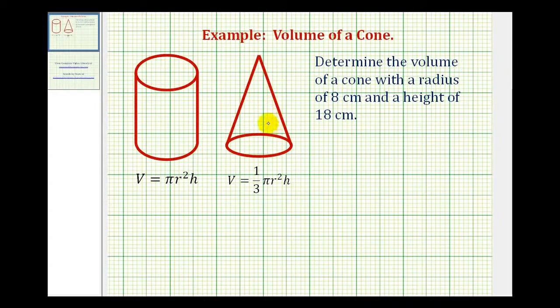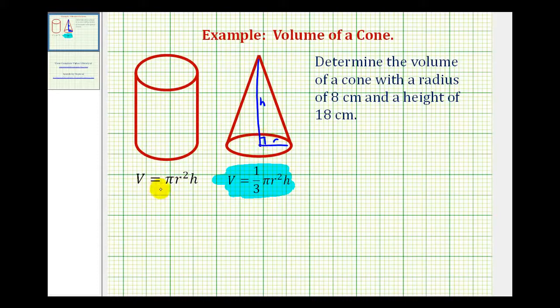To determine the volume of a cone pictured here, we use the formula V equals 1/3 pi r squared h, where r is the length of the radius of the base and h is the height. So this would be the radius and this would be the height.